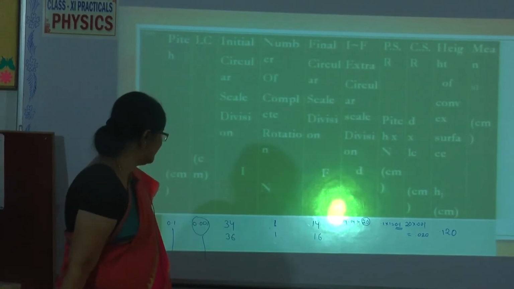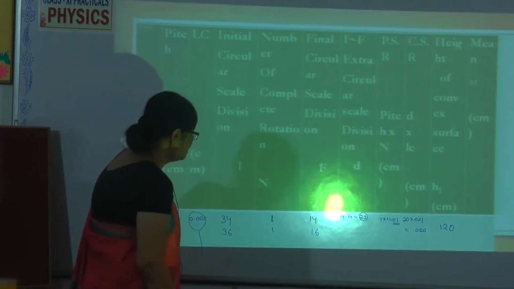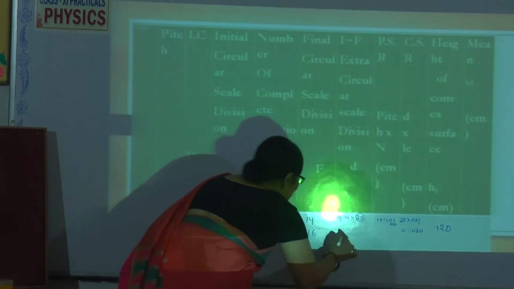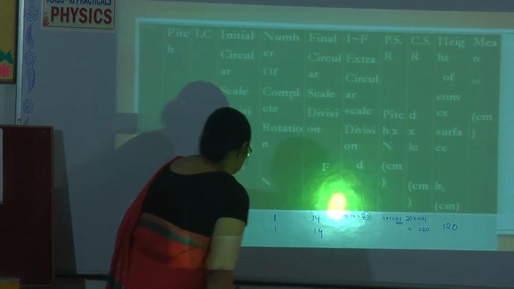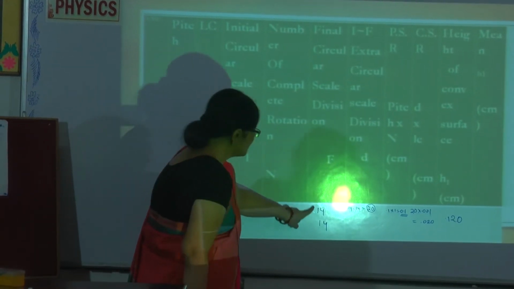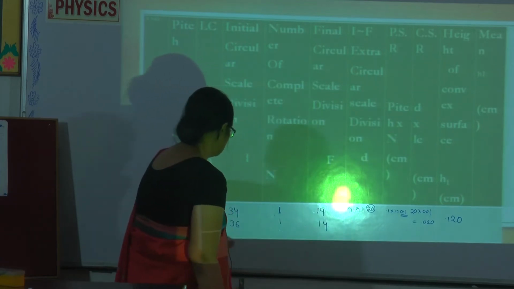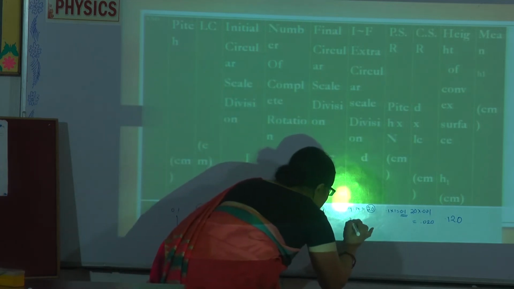So in this case, the initial is 36 and the final is 16. So again we get 20. Let's say it is 14. Let's say 14, so 36 minus 14. Sometimes the reading will be repeated. It was again coming 20, I have just taken it as an example. So 36 minus 14 gives you 22.